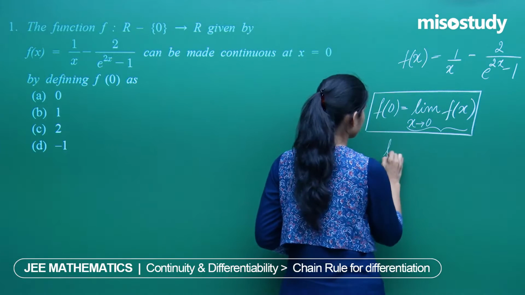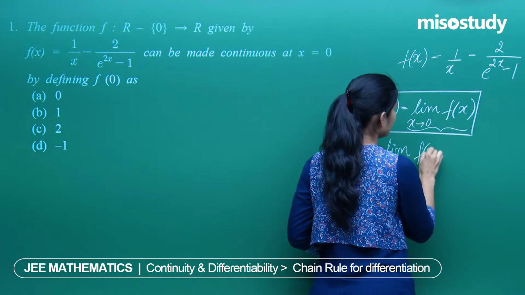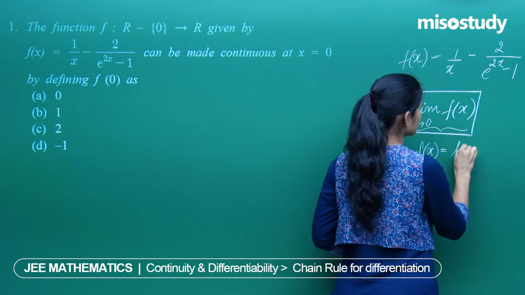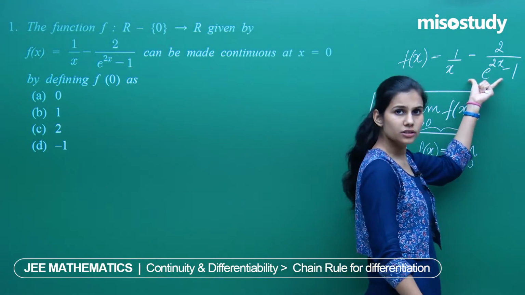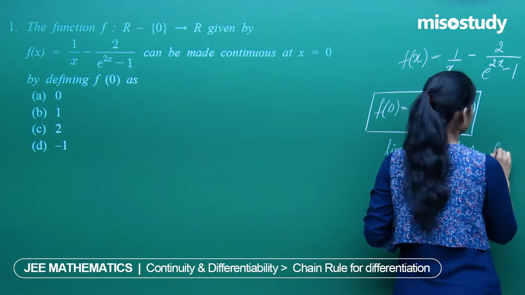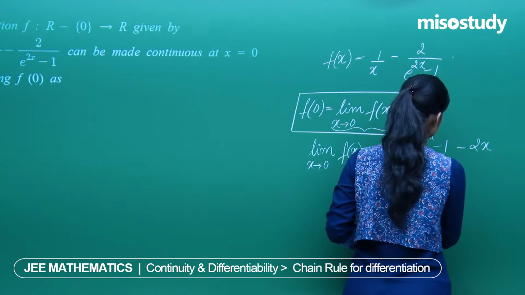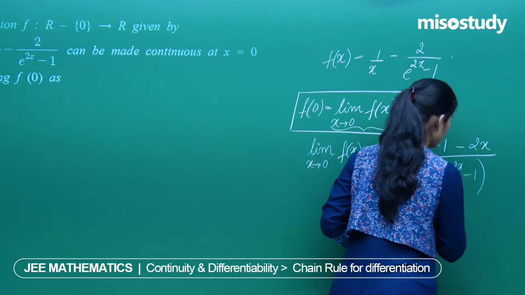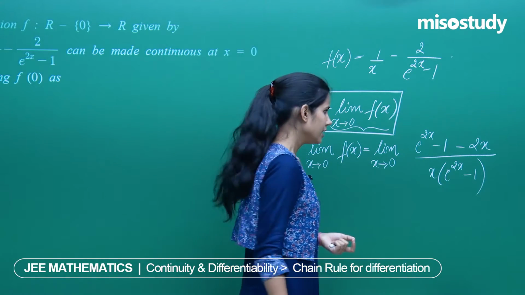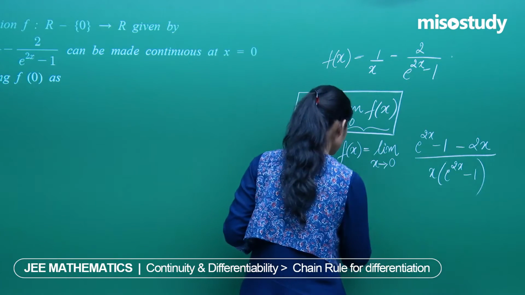What would this be? Limit x tends to 0 f(x) is actually limit x tends to 0 of this function. What is this? e to the power 2x minus 1 minus 2x, whole upon x into (e to the power 2x minus 1). Now you can just use the very expansion of this exponential function. What is it?